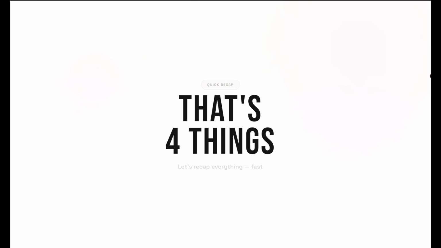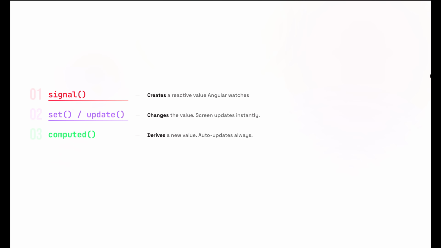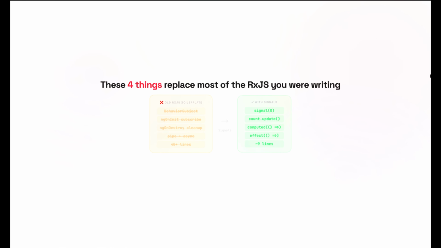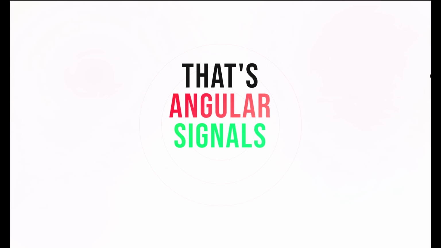Let's recap everything quickly. Signal creates a reactive value. Set and update change that value. Computed derives a new value automatically. Effect runs code when a signal changes, and together, these four things replace most of the RxJS you were writing just for state management. Less code, better performance, easier to understand. That's Angular Signals.